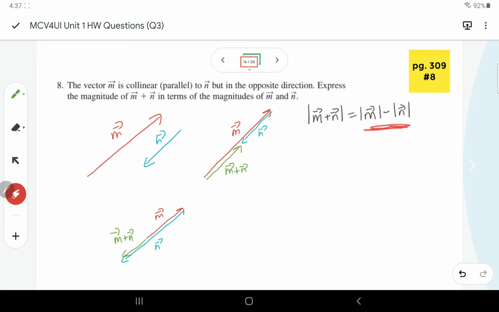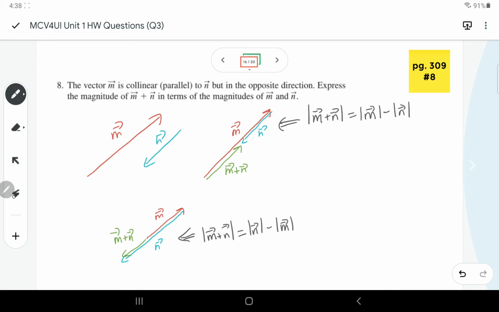I couldn't say that the magnitude of the resultant was 5 minus 8 because that's a negative and magnitudes are always positive. But it would be kind of the opposite of that. It would be 8 minus 5. So here, that would correspond to that diagram. And here, the magnitude of m plus n is equal to the magnitude of n minus the magnitude of m. So it's the bigger one minus the smaller one.